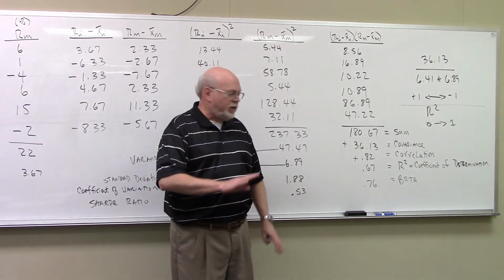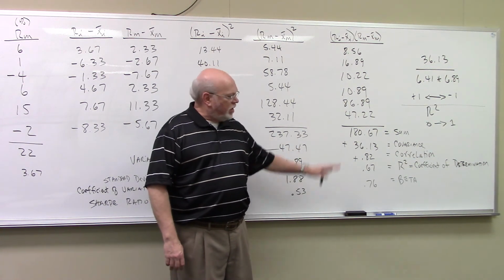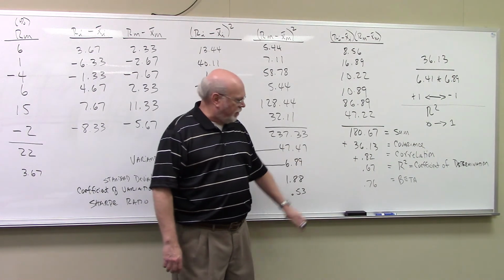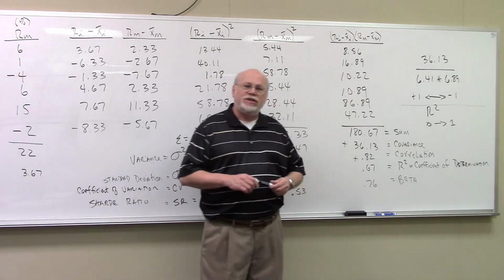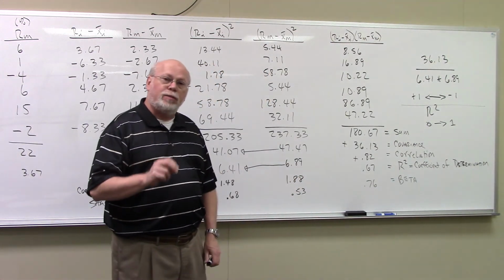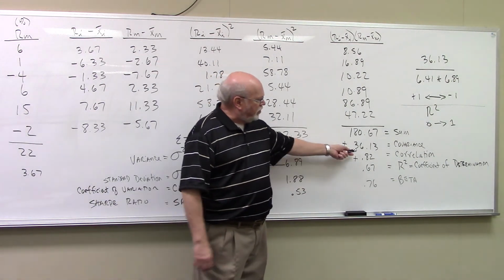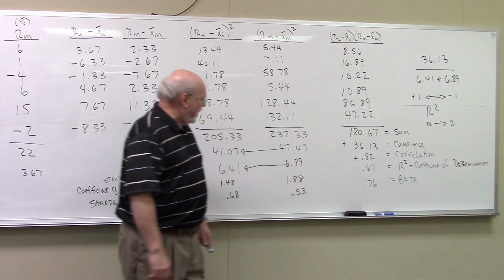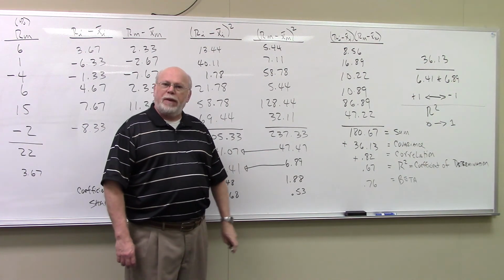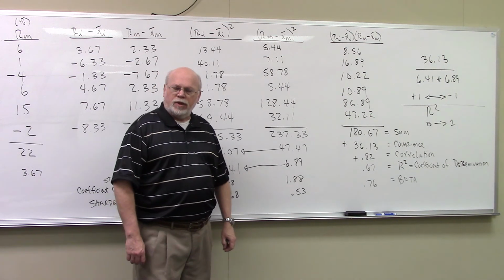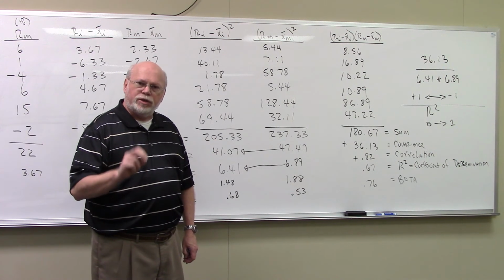And we'll talk more about correlation and coefficient of determination and beta in another video, but I want you to understand how to calculate these things right now. The beta statistic, the way you calculate that now, beta is defined as the covariance between the stock and the market divided by the variance of the market. So if you take the covariance, 36.13, and divide it by the variance of the market, 47.47, you get the beta of 0.76. So beta is the covariance between the stock and the market divided by the variance of the market.